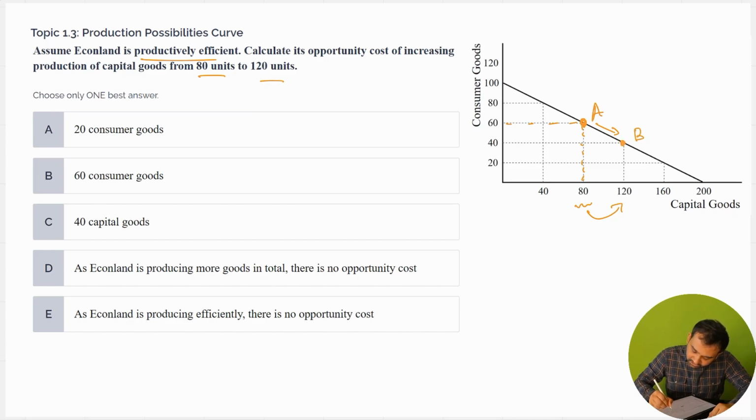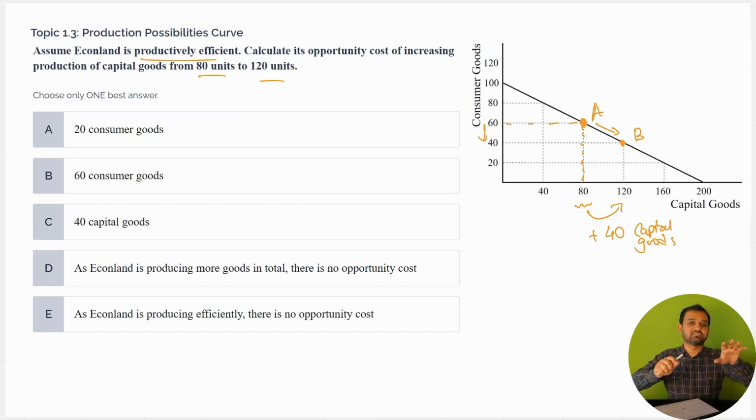So by increasing production of capital goods by 40 units, how much consumer good production did Econland give up? Well, it gave up 20 consumer goods because it diverted those resources away from consumer goods to producing 40 capital goods. So therefore, the answer is A for this question.